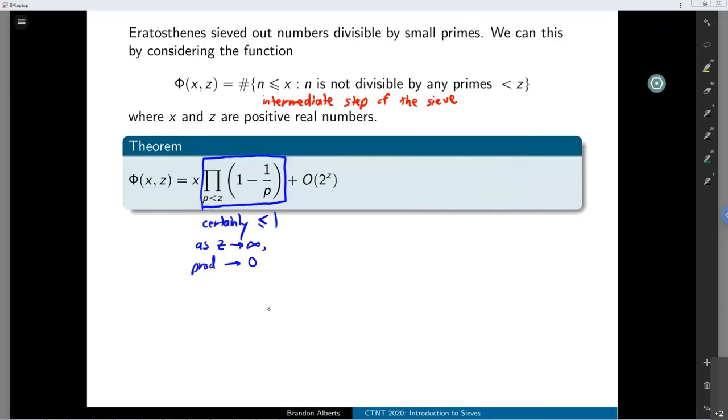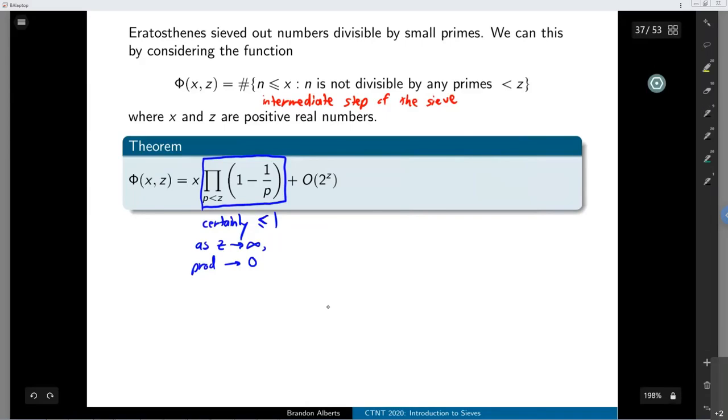So if z is very large, this product will be very small. And if you can make z get large at the same time x gets large, we can actually say that the main term grows strictly slower than x. So that's going to be the goal. We're going to try to say, well, let's make z grow with x so that we can actually reduce the size of this main term and say, okay, we've got a bound for the number of integers that are left at this step of the sieve.